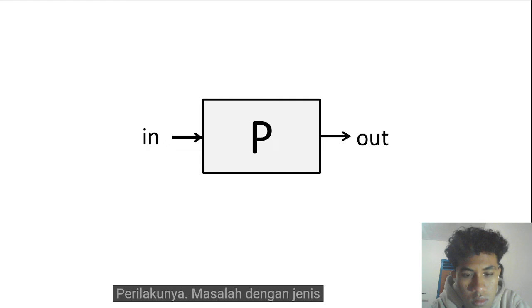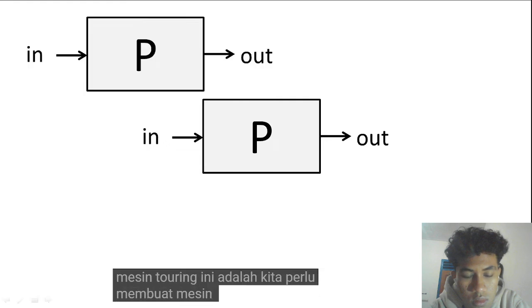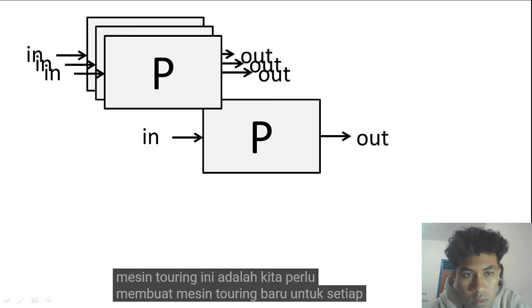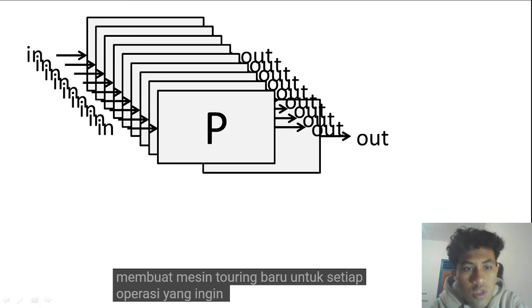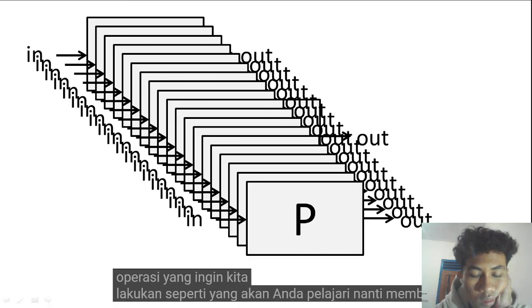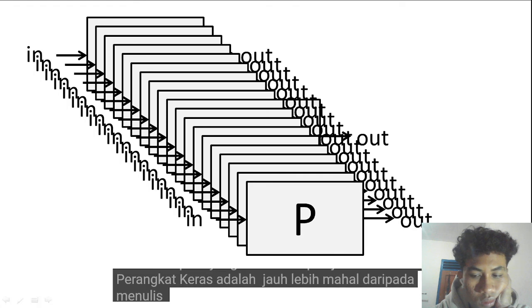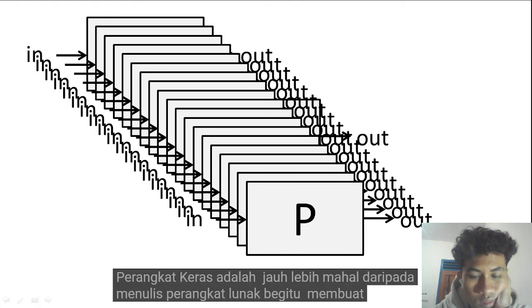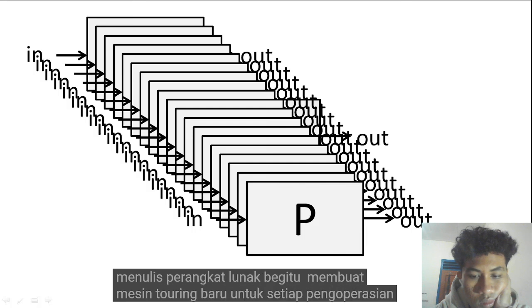The problem with these types of Turing machines is that we need to create a new Turing machine for every operation we want to perform. As you will learn later, creating hardware is much more expensive than writing software. So creating a new Turing machine for every operation is intolerable.